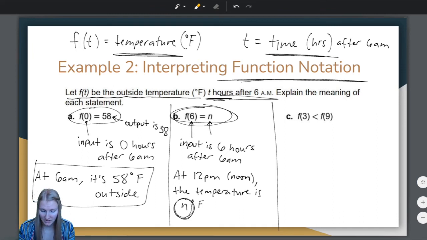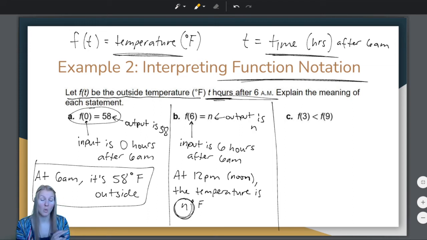The input is 6. The output is n. So when it is 6 hours after 6 a.m., which is 12 p.m., when it is 12 p.m., the temperature, the output, is n degrees Fahrenheit.